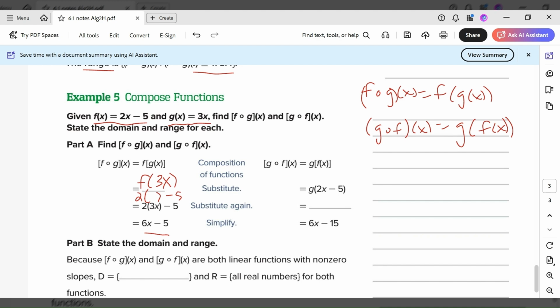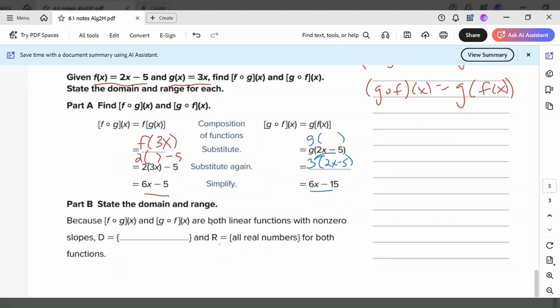Then we go to our g of f, g of f of x. So I'm saying g of, and then in parentheses I'm writing the f of x equation, which is 2x minus 5. The g equation, remember, was 3, so I'm saying 3 times that bubble of 2x minus 5. We're distributing, so 3 times 2x is 6x. 3 times 5 is negative 15. That's where we get 6x minus 15.